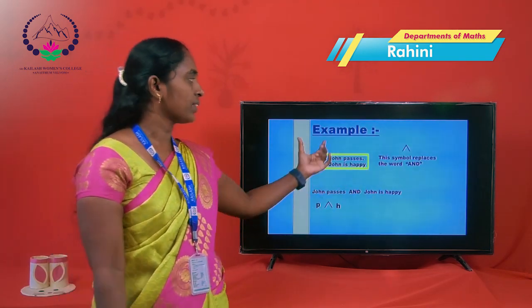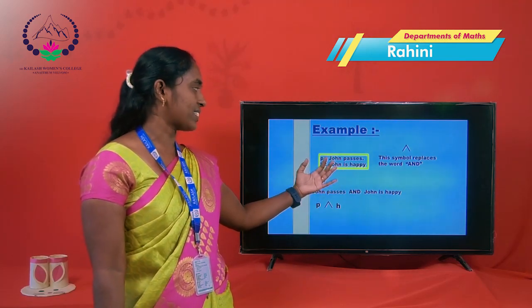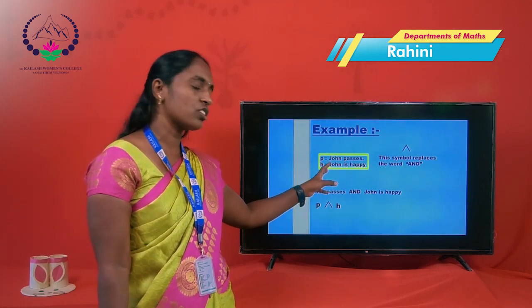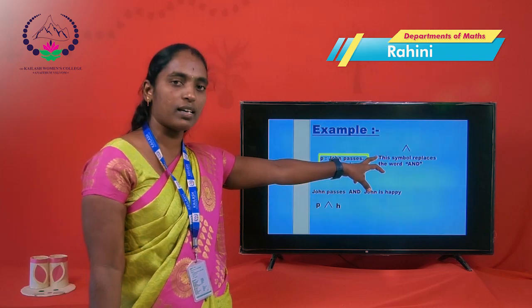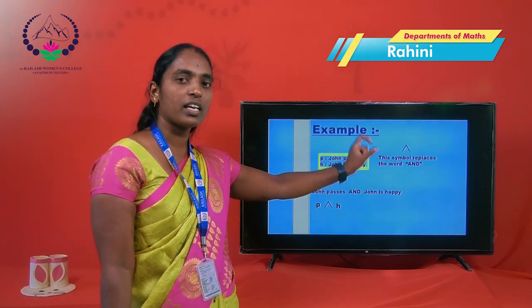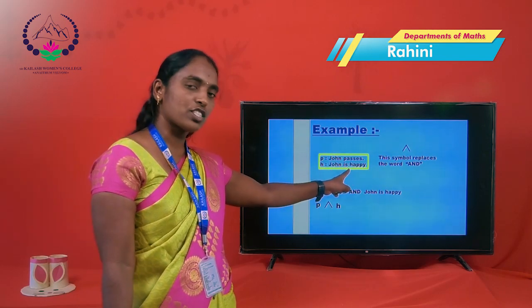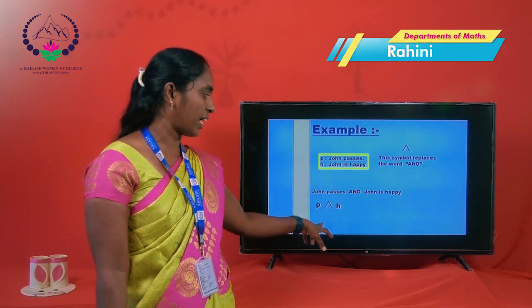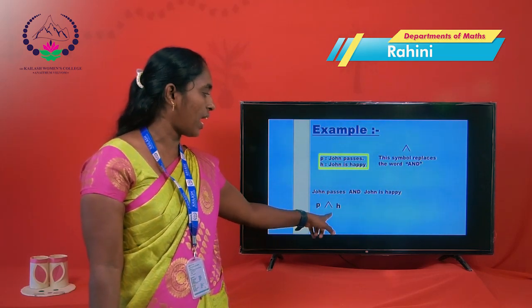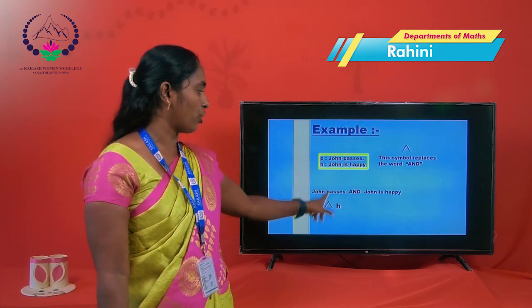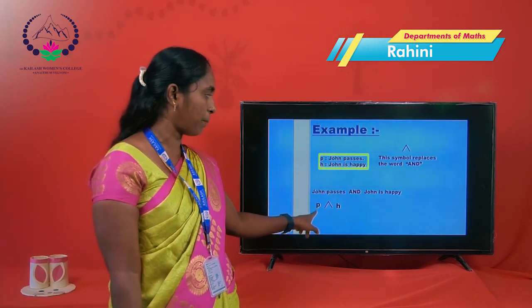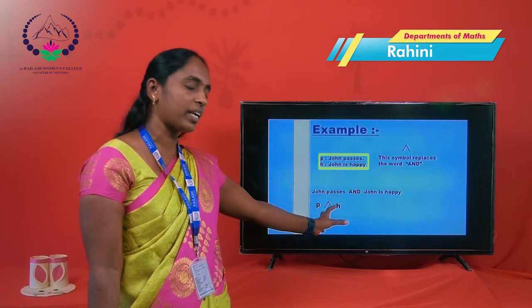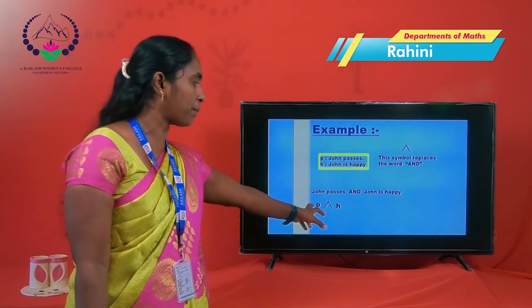Next we have to see an example of a conjunction statement. Let us take P as John passes. The statement is John passes. H is John is happy. Here we use the symbol ∧, which replaces the word AND. So we combine these two statements and get John passes and John is happy. We write this conjunction statement as P ∧ H. Here John passes denotes the letter P and John is happy denotes the letter H. So we combine these two statements, we get P and H.